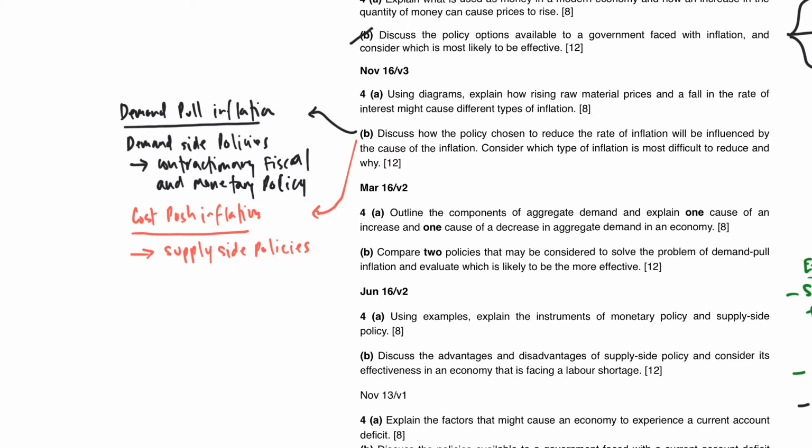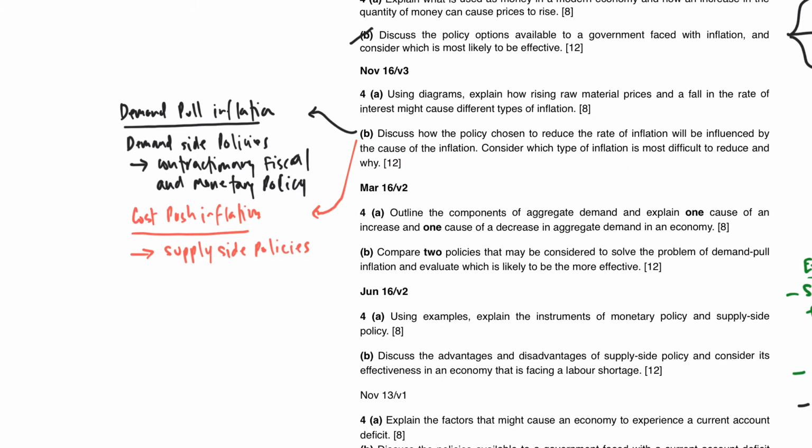We'll talk about both contractionary fiscal and monetary policy when we talk about demand side policies. We'll make the diagram that we did draw in the earlier question, and then we talk about how for cost push inflation, various supply side policies are used. Now the next part says consider which type of inflation is most difficult to reduce and why.